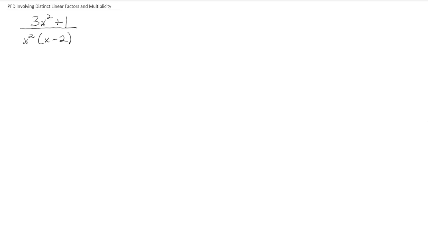Now, we want to see if we have linear factors or irreducible quadratics. Looks like we have nothing but linear factors. In fact, we have a linear factor of x with multiplicity of 2. And then we have another linear factor, x minus 2, with multiplicity of 1.